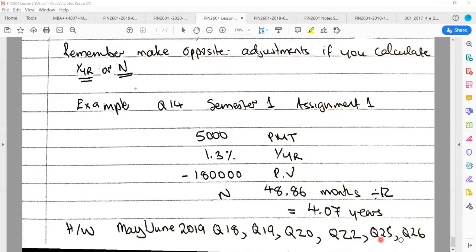So please try these questions as homework. Try to see if you can use your financial calculator to get these answers. And I'll give you the solutions in the next video when we finish off time value of money.